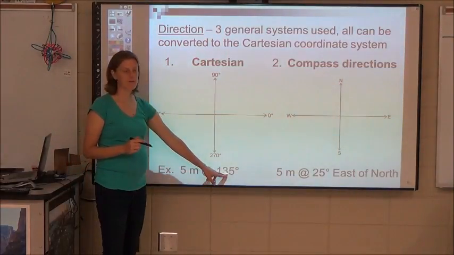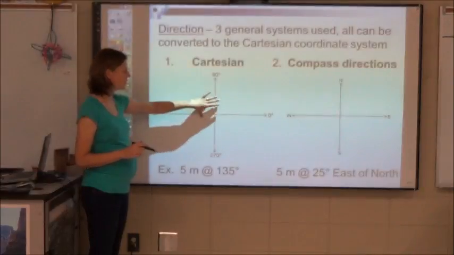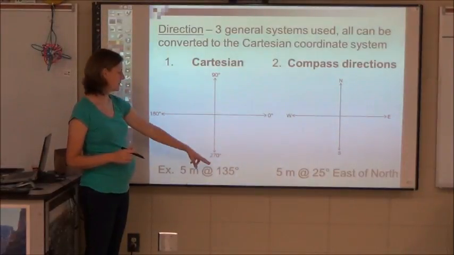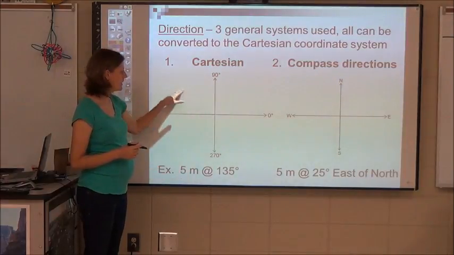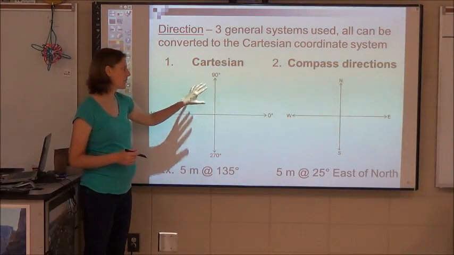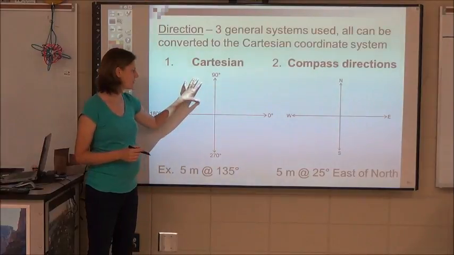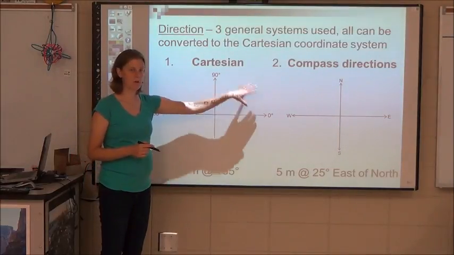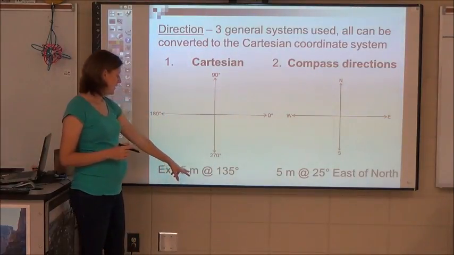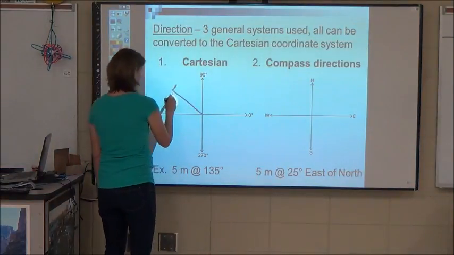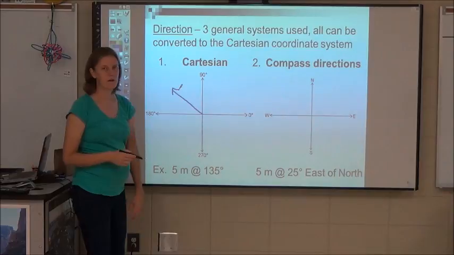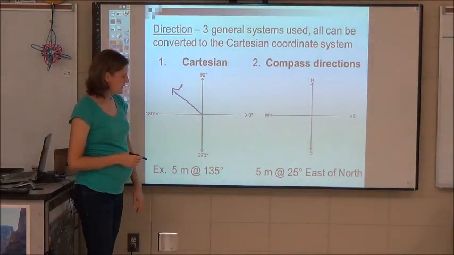So 135 degrees, and you can subtract from 180 or 135 minus 90. That is going to be 45 degrees, sort of in quadrant 2 here. Remember your quadrants as well. Quadrant 1, quadrant 2, 3, and 4 going counterclockwise. 5 meters at 135 degrees, okay. So I can draw that.